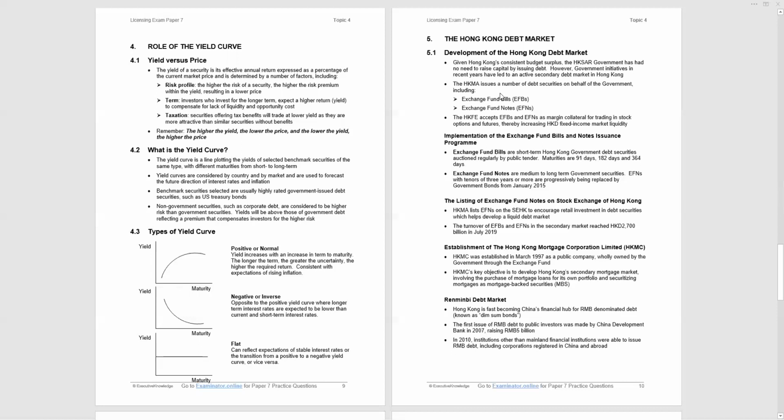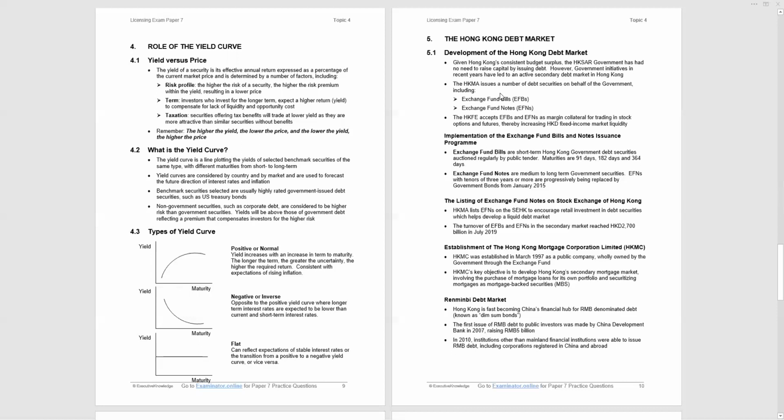First one is the normal one. Positive or normal, also referred to as upward sloping. And here the yield increases with an increased term to maturity. The longer the term, the greater the uncertainty, therefore the higher the required yield, all else being equal. Consistent with the expectation of rising inflation, be aware of that. With an upward sloping yield curve, investors are expecting inflation to rise in the future.